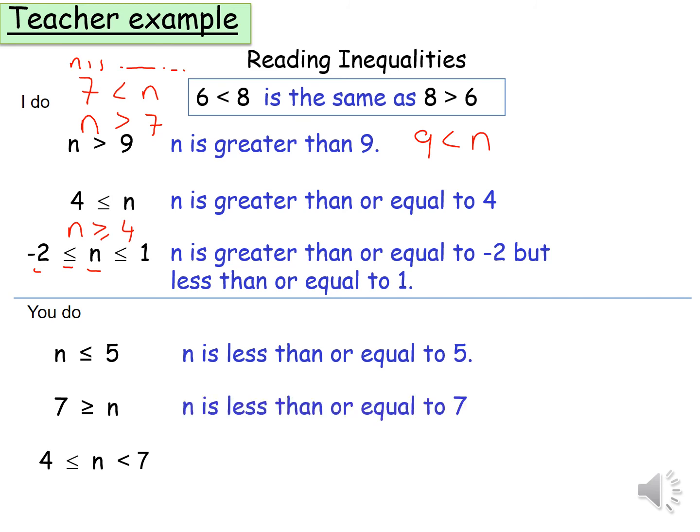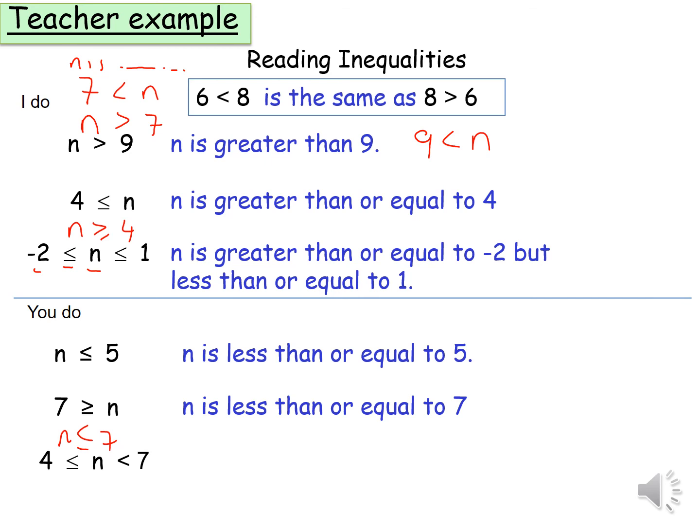Next, you have 7 is greater than or equal to n, but we want to make the statement n is, so the focus is on the letter, so n is less than or equal to 7. So this statement the other way round. Okay, so you should have had n is less than or equal to 7.